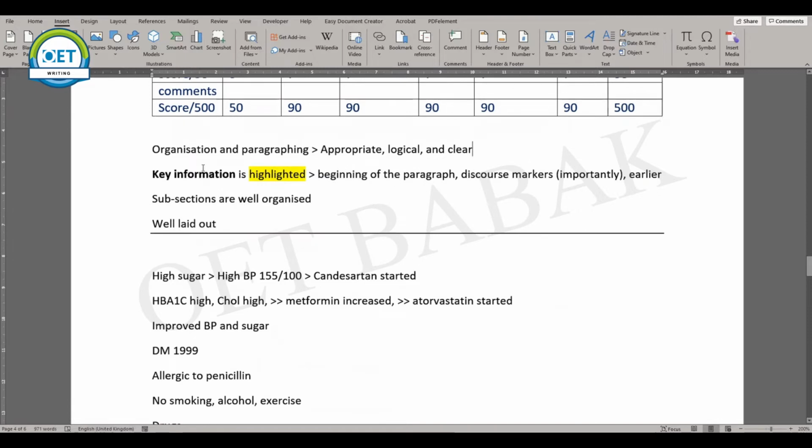And then you said the key information is highlighted. It says the subsections are well organized. Okay. What is that? What is a subsection?